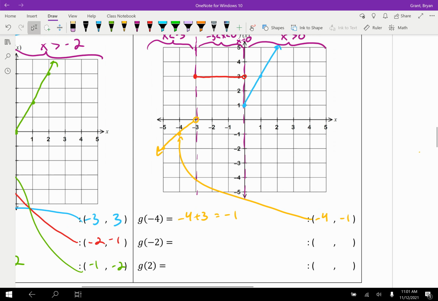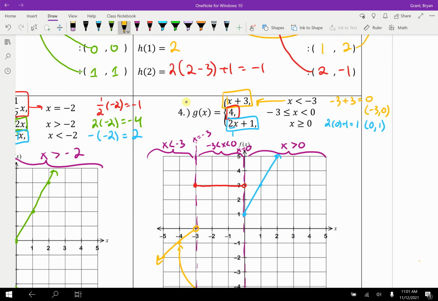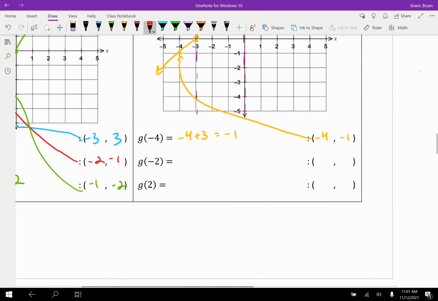Okay, next we have to evaluate g of negative 2. So if we look up here, negative 2 is not smaller than negative 3. Negative 2 is not greater than 0. Negative 2, I think, is in between negative 3 and 0. So to evaluate g of negative 2, we have to use the middle branch, which is easy because it tells us regardless of the input, the output is always 4.